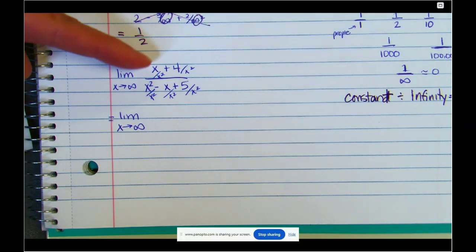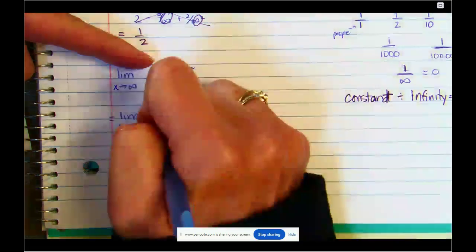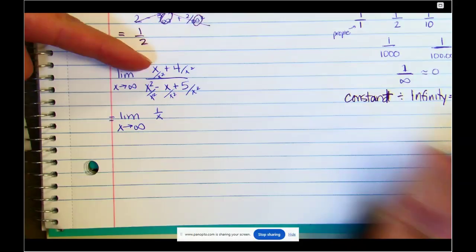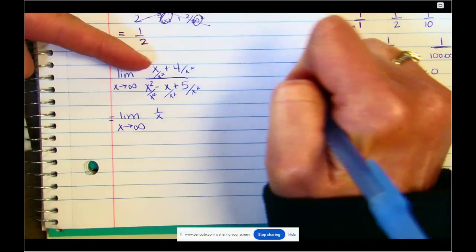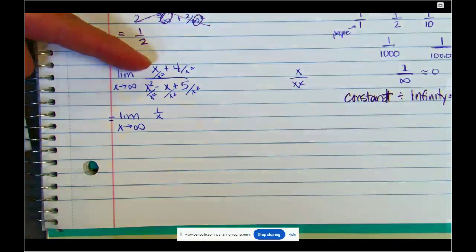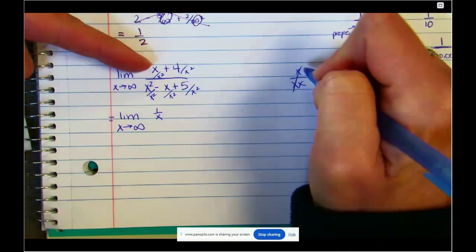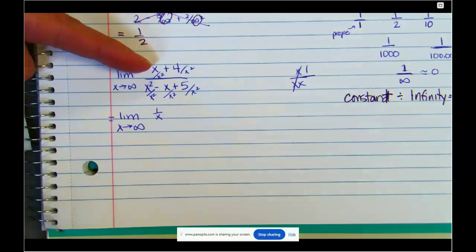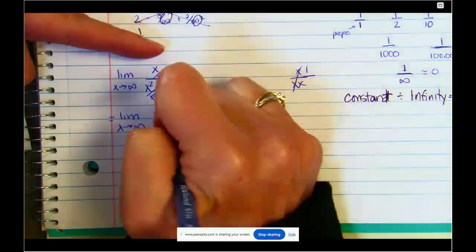So this first one is x over x squared. What is that equal to? 1 over x. Well, there you go. The x on the bottom, right? So this is 1 over x. Again, if you're wondering where you're getting that, this cancels, but x is on the bottom, so you have to keep it on the bottom with the 1. Okay. 4 over x squared is 4 over x squared.